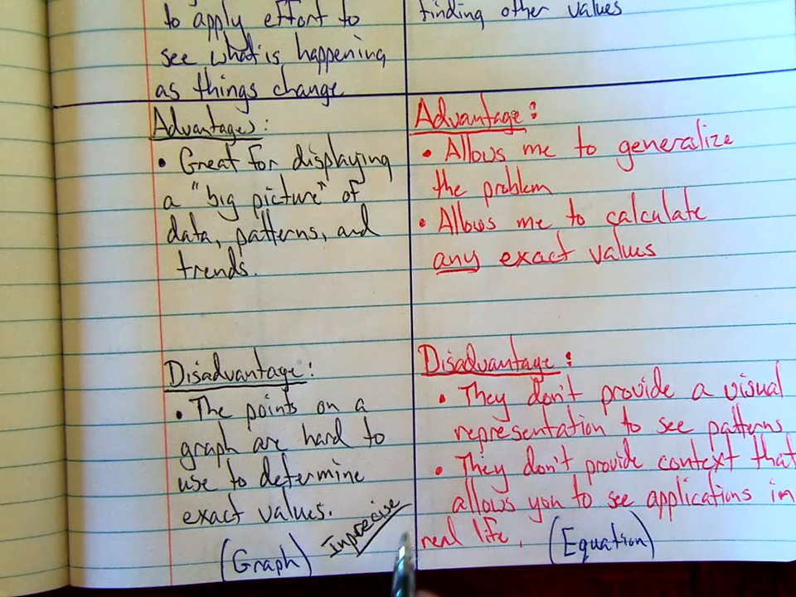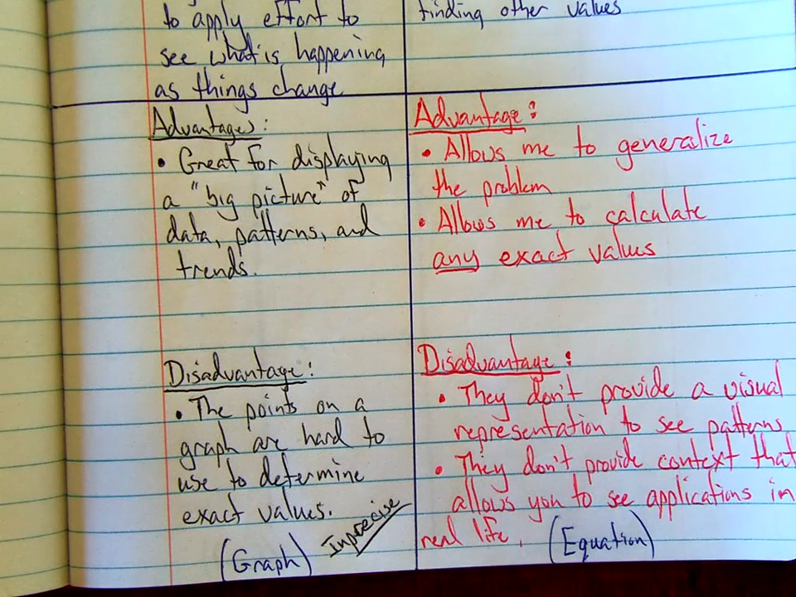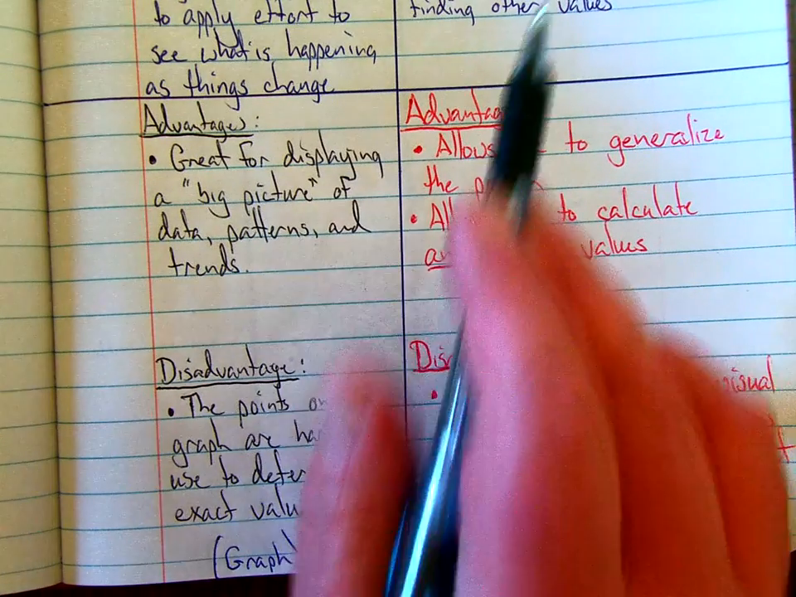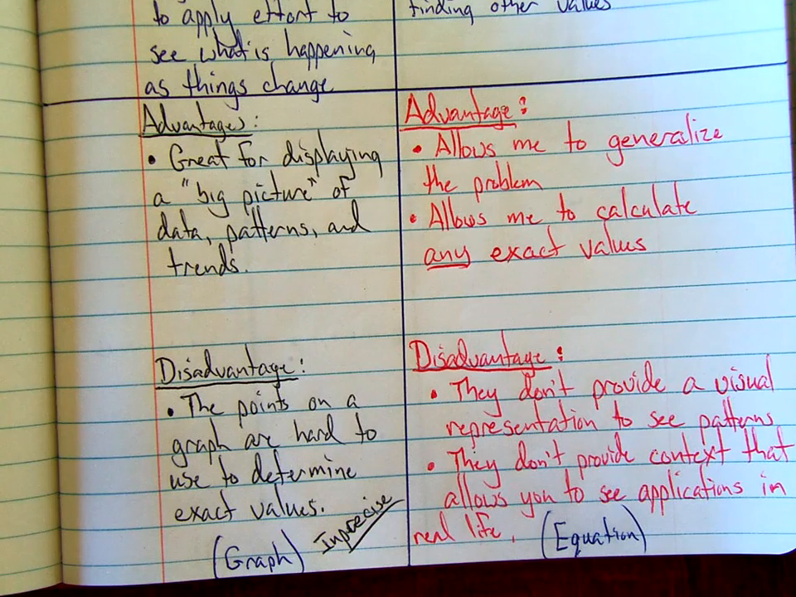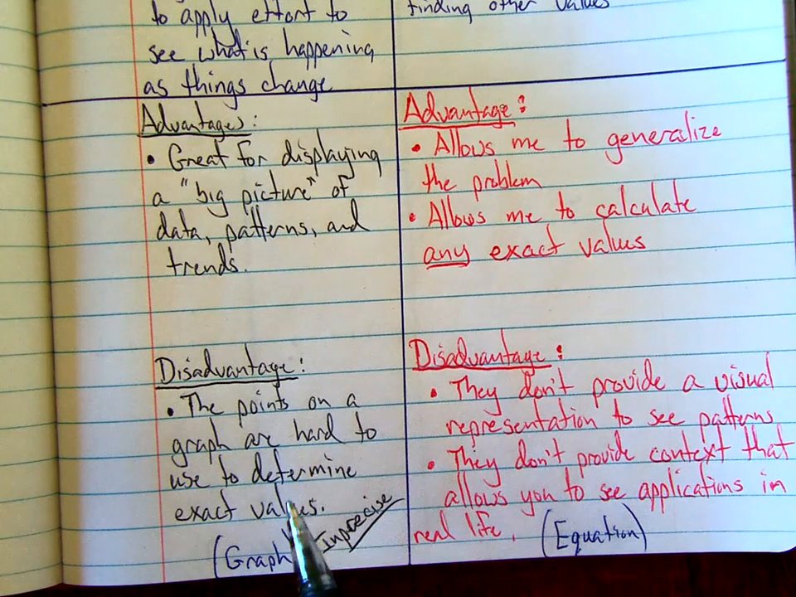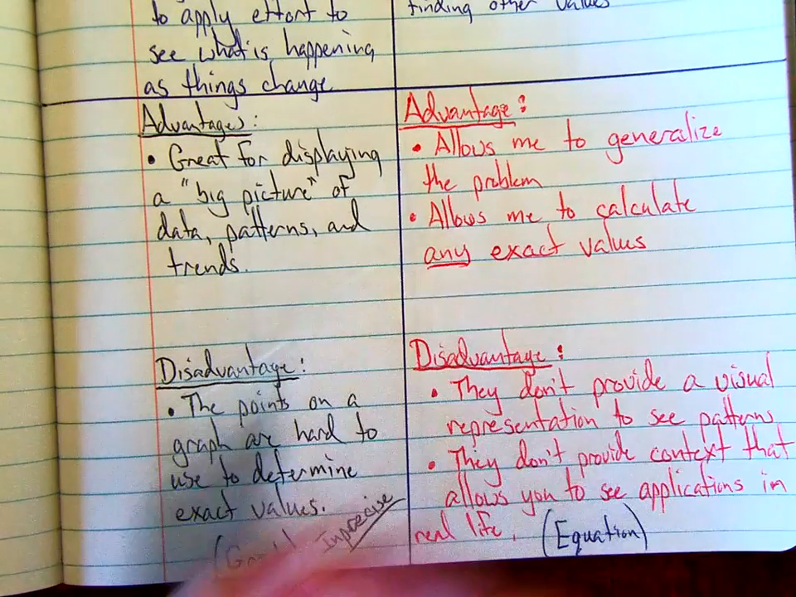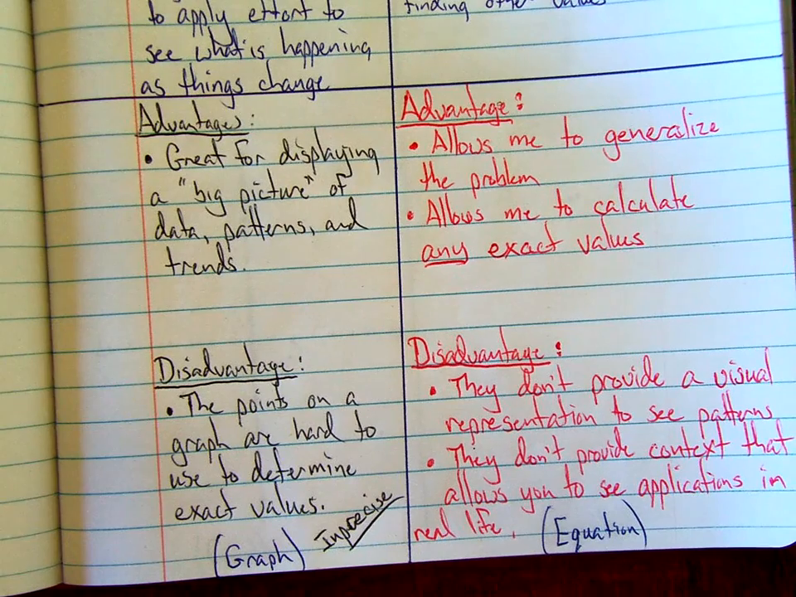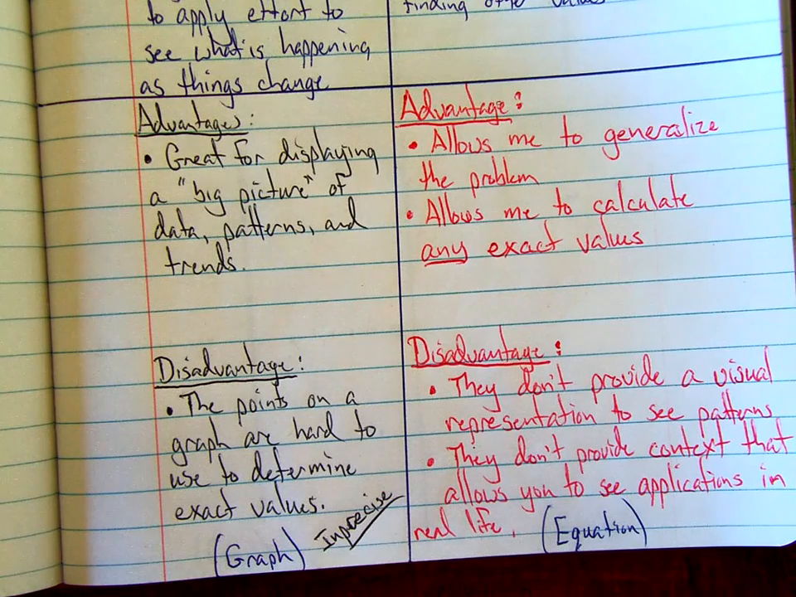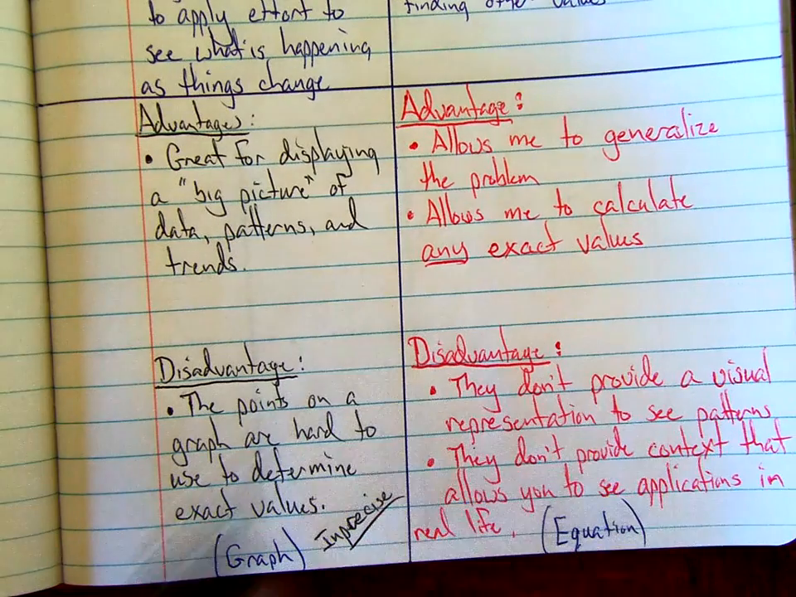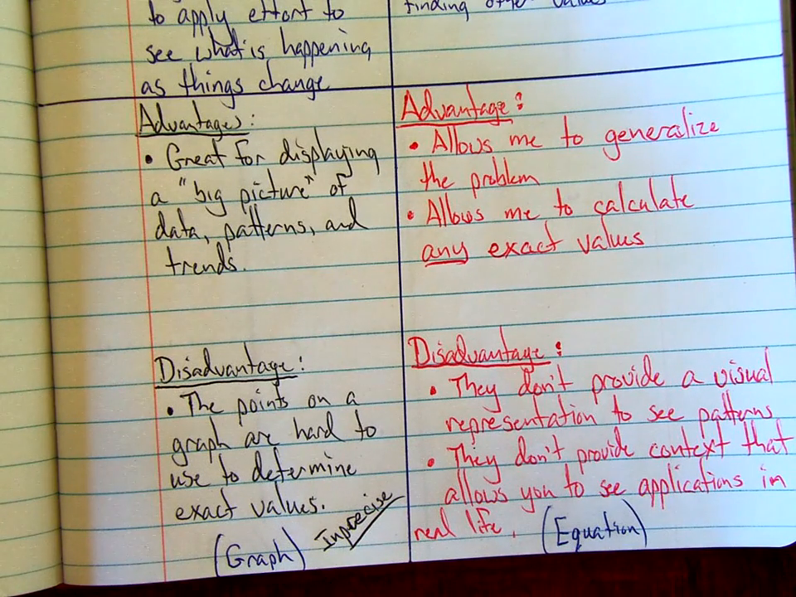So they're imprecise. And then equations, they tend to be my favorite. I tend to like to put everything into equations and then use those equations to generate the other components, like to generate a table, to generate a graph, or to generate a sentence. Equations allow me to generalize the problem. They don't give a lot of specificity with what that problem is applying to, but they're great when you're ready to turn it into these other areas. Equations also allow me to calculate exact values.